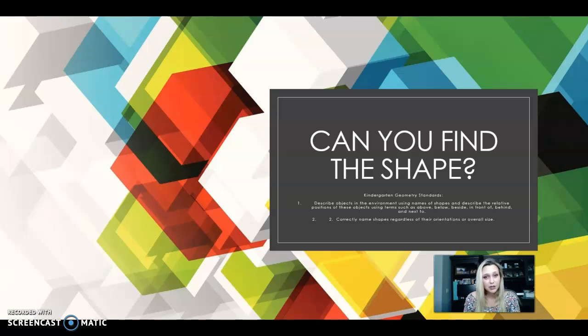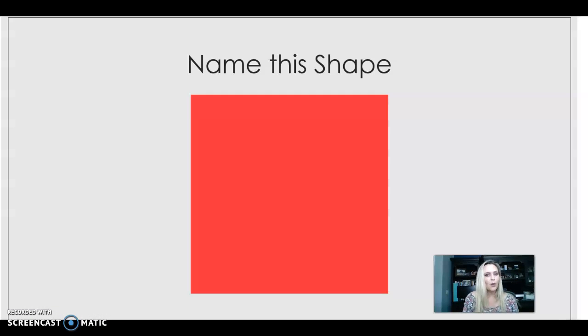So I'm going to be showing you guys some slides with some shapes on them, and I'm going to count down from 3 on my fingers. Okay, I'm going to go 3, 2, 1. And when I reach 1, I want everybody to shout out what they think the name of the shape is, okay? So let's start with this one. What is this shape? So when I get down to 1, okay?